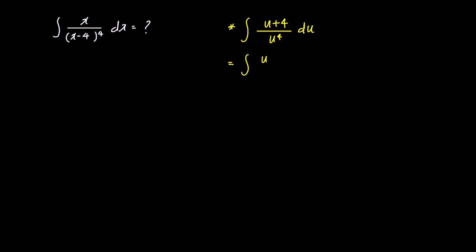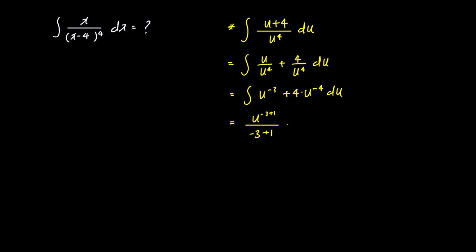It becomes the integral of u over u to the power of 4 plus 4 over u to the power of 4 du, which simplifies to the integral of u to the power of negative 3 plus 4 times u to the power of negative 4 du. Now, we can easily integrate each term, resulting in u to the power of negative 3 plus 1 over negative 3 plus 1, plus 4 times u to the power of negative 4 plus 1 over negative 4 plus 1 plus c. And this simplifies to negative half times u to the power of negative 2, minus 4 over 3 times u to the power of negative 3 plus c.